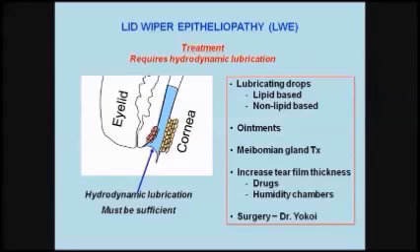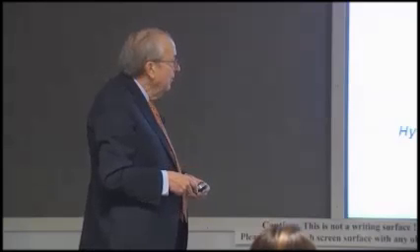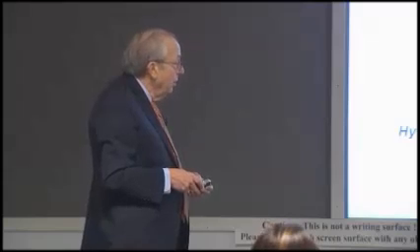hydrodynamic lubrication. Lubricating drops, if they're lipid-based, are very effective. Ointments at night are great. Meibomian gland treatment, if you improve the meibomian glands, you'll cut down evaporation, you'll increase the thickness of the tear layer, and you'll have more tears, so you will increase hydrodynamic lubrication. And then you can try to increase the tear film thickness with drugs, or you can wear humidity chambers.